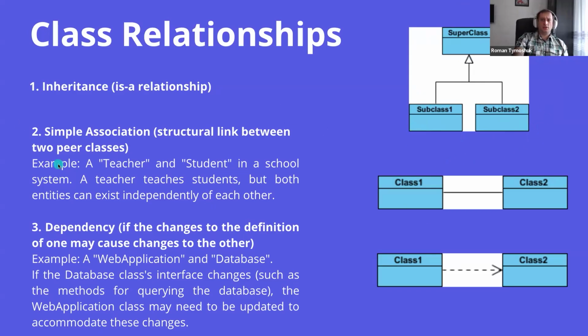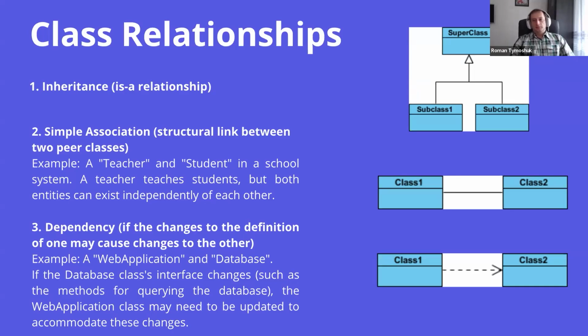A simple association is a structural link between two peer classes. So we have class 1, class 2. As you can see in the example, we have a teacher and student in a school system. A teacher teaches students, but both entities can exist independently of each other. So we have one teacher, we have multiple students. They are kind of associated, but they are not under the same class structure.